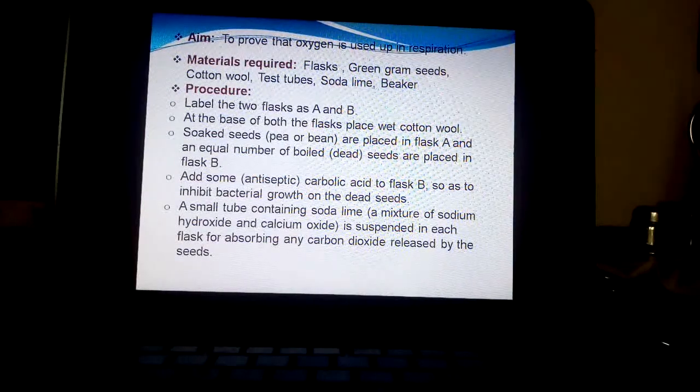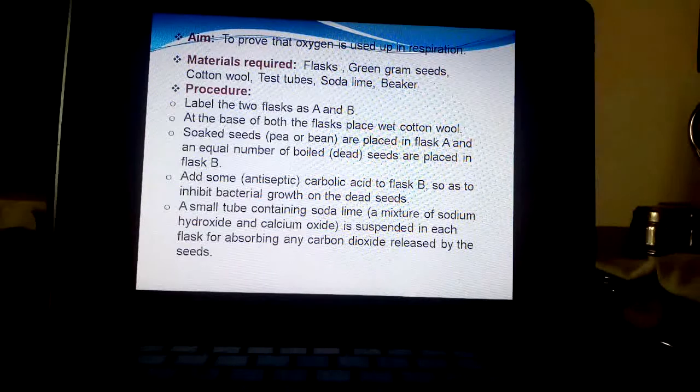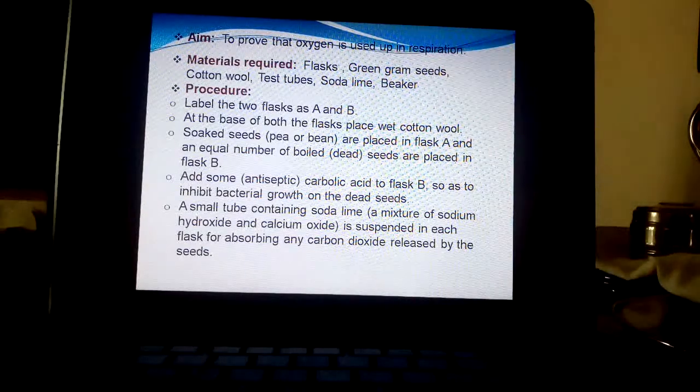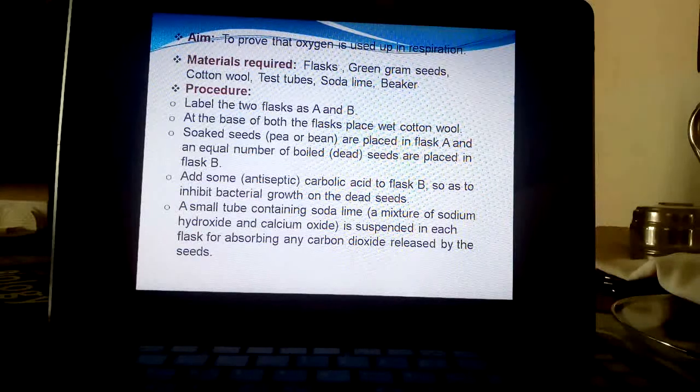You take 2 flasks and label them as A and B. At the base of both the flasks, you place wet cotton wool. And you take soaked seeds like pea or bean, an equal number in flask A and B. Got it? In flask A, you take germinating seeds. In flask B, you take dead or boiled seeds. Boiled seeds are nothing but dead seeds, isn't it, children?